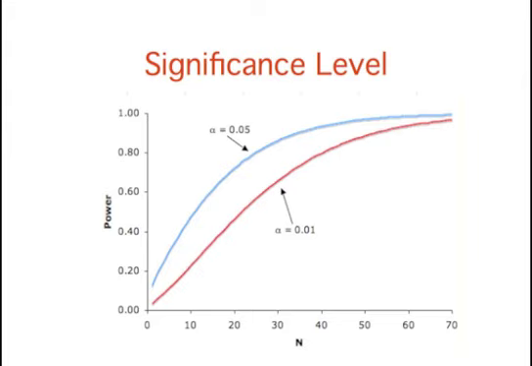There is a trade-off between the significance level and power. The more stringent, lower, the significance level, the lower the power. This figure shows the power is lower for the 0.01 level than it is for the 0.05 level. Naturally, the stronger the evidence needed to reject the null hypothesis, the lower the chance that the null hypothesis will be rejected.